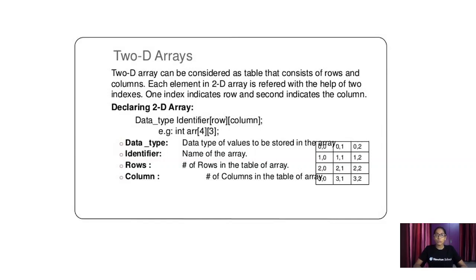So, declaring a 2D array. In a 1D array we only write the data type, identifier, and the length. But in a 2D array we have to write the data type, identifier, the number of rows and the number of columns. Rows and columns are just the table structure of the array.